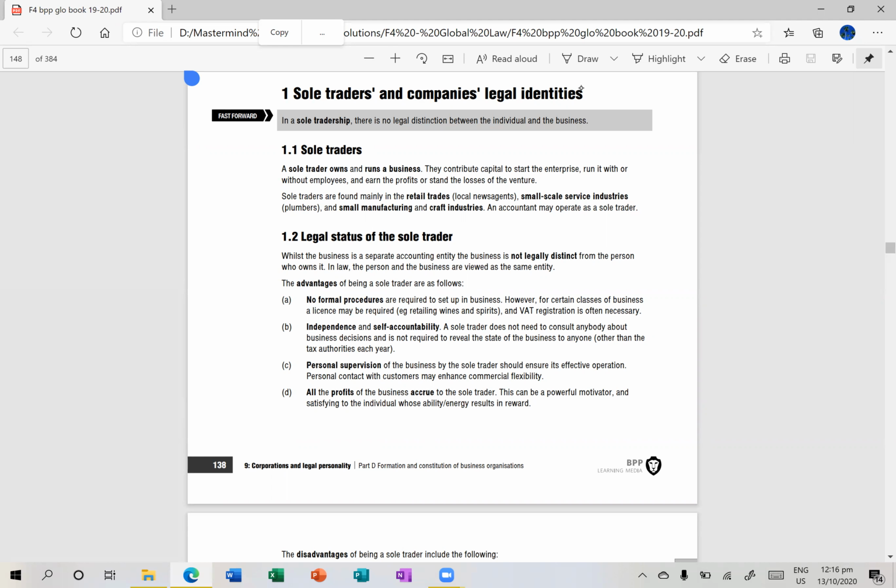Now, what are the advantages of being a sole trader? You do not have to go through a lot of formal procedures. All you need to do is set up a business, pay VAT, and get a license to trade. Other than that, independence and self accountability, you are the sole owner, so you are going to check yourself. You are going to take your own decision. Nobody is going to come to you and tell you that you took the wrong decision or you should have taken this or that decision. Okay, you do not have to discuss it with anybody.